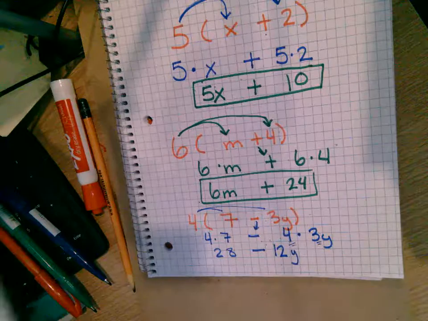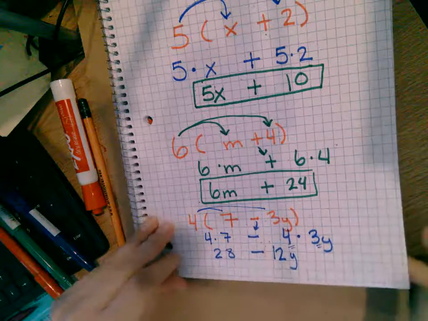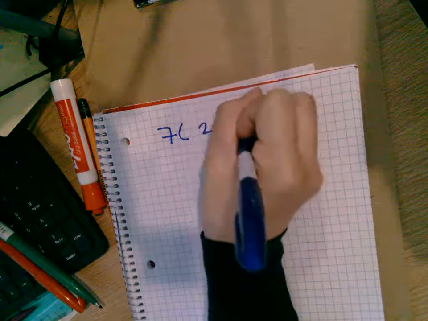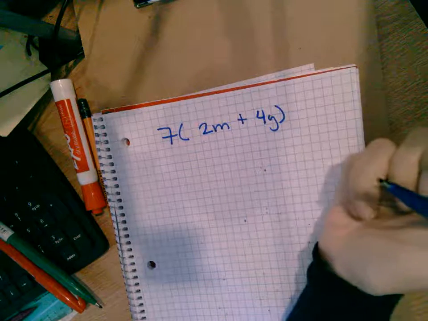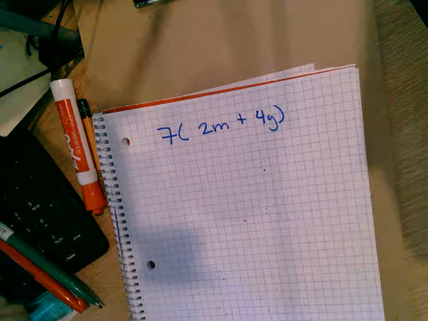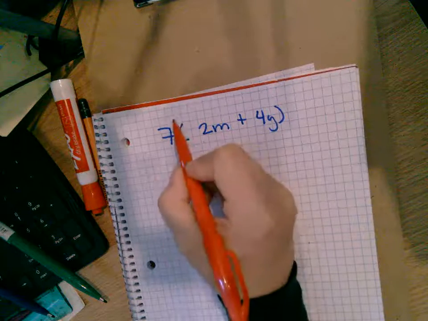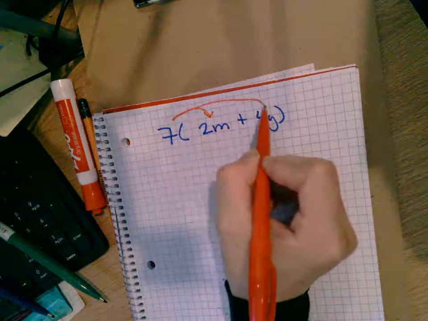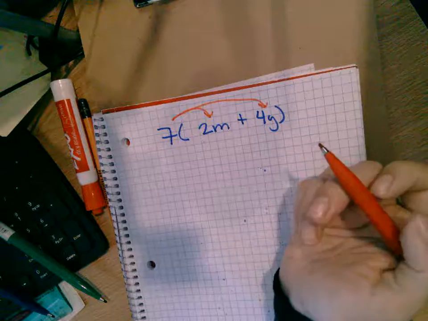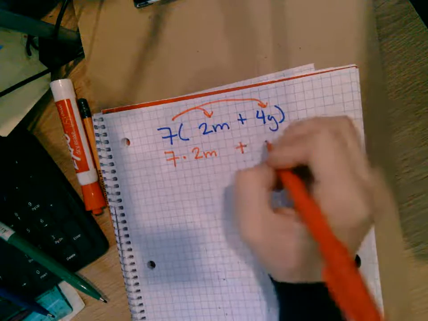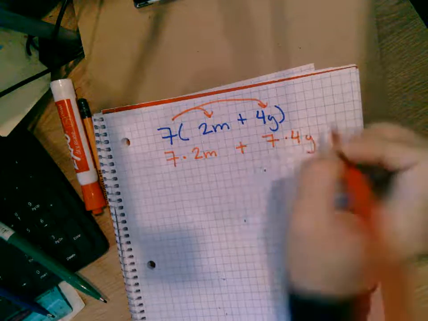All right. Are we okay so far? A couple more examples before we head into group work. And then we'll do a little quiz at the end of all of this on the same thing I'm teaching you right now. So 7 parentheses 2m plus 4y. Oh my goodness. Now both of the numbers have variables. Why is Monday so hard? So you're going to be multiplying your candy bag by 7. So 7 times 2m plus 7 times 4y.